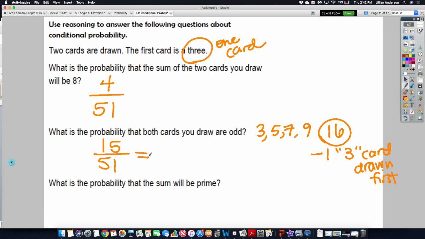Yes, they are both multiples of 3. So what's 15 divided by 3? And what's 51 divided by 3? 17.